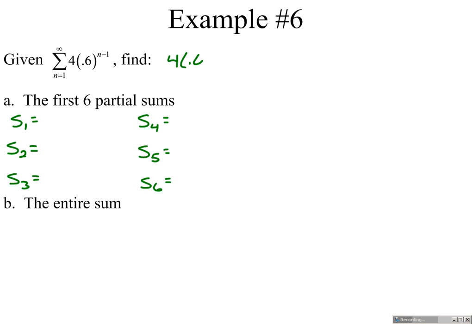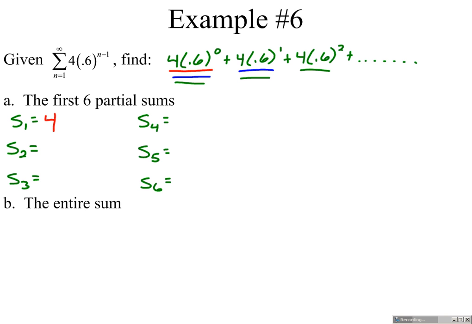What our terms would look like is 4 times 0.6 to the 0 power, 4 times 0.6 to the first power, 4 times 0.6 squared, and so on, all the way out to infinity if we're going to write all that out. We want to find the first 6 partial sums. First partial sum. What is the first term? 4 times 0.6 to the 0 is just 4 times 1. There's the sum of the first term. We want to know the sum of the first 2 terms. So take that first term, add to it the second term. That's what's going to be the sum of the first 2. Sum of the first 3 terms. Take the first term plus the second term plus the third term, and so on.